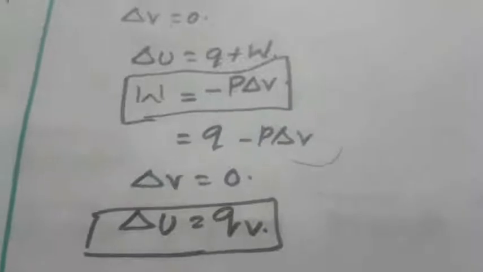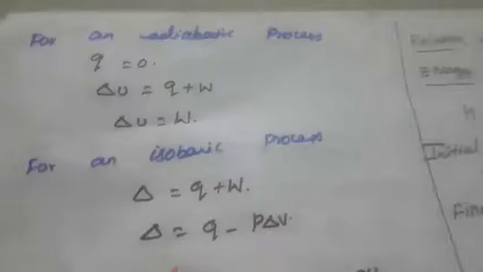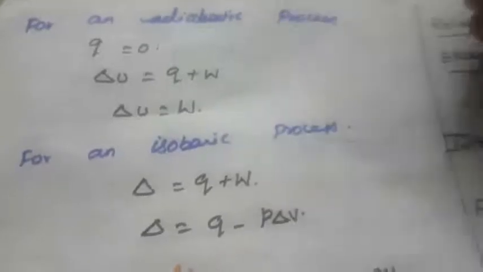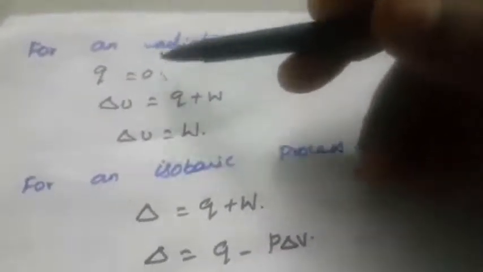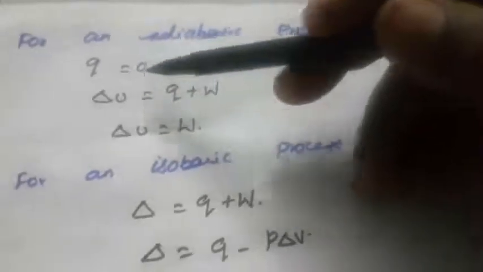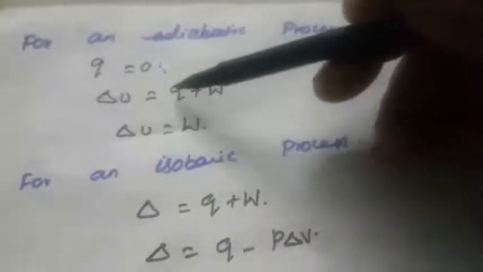Another case is the isobaric process, at constant pressure. For an adiabatic process, Q is equal to 0. What is an adiabatic process? Heat cannot be exchanged between the system and the surroundings. So Q is equal to 0. Delta U is equal to Q plus W, so with Q equal to 0, delta U is equal to W.